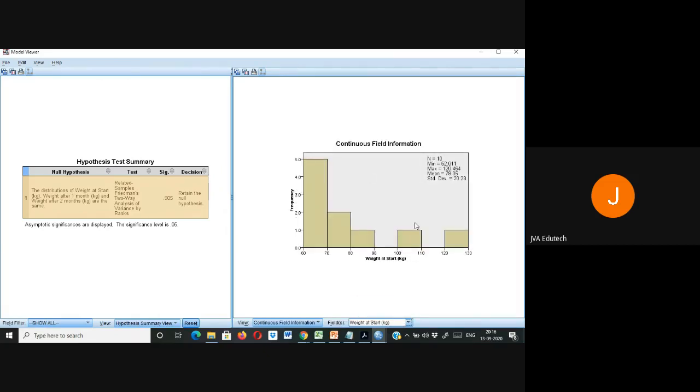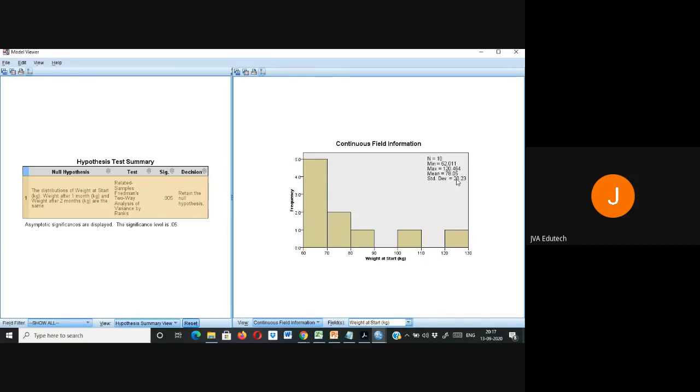If you compare these graphs, weight at the start, weight after 1 month, again the graphs will almost remain the same. Weight after 2 months, there is no more difference between the mean values in any of the cases. If you see the mean values, you won't find any significant difference.